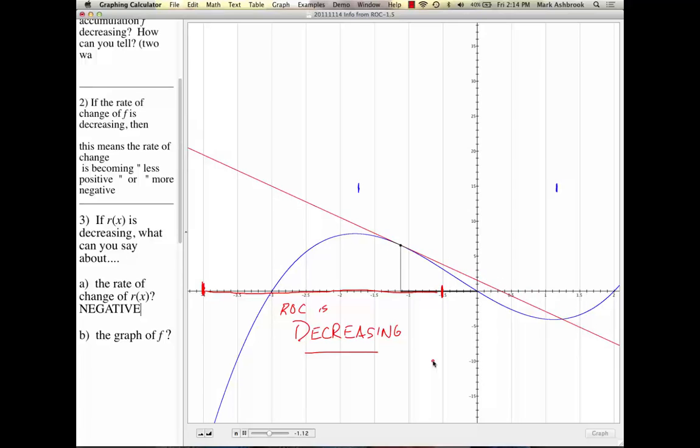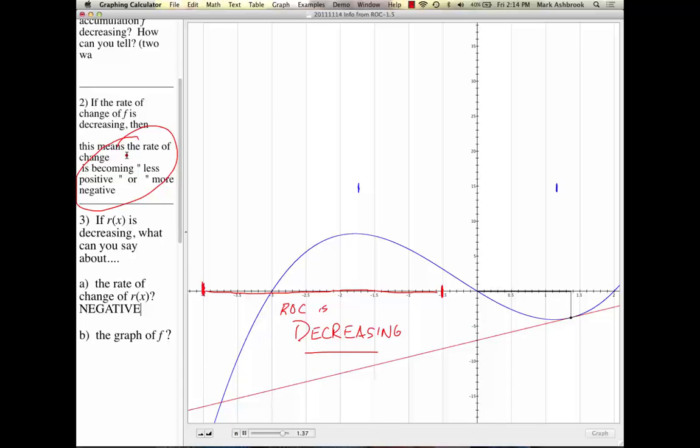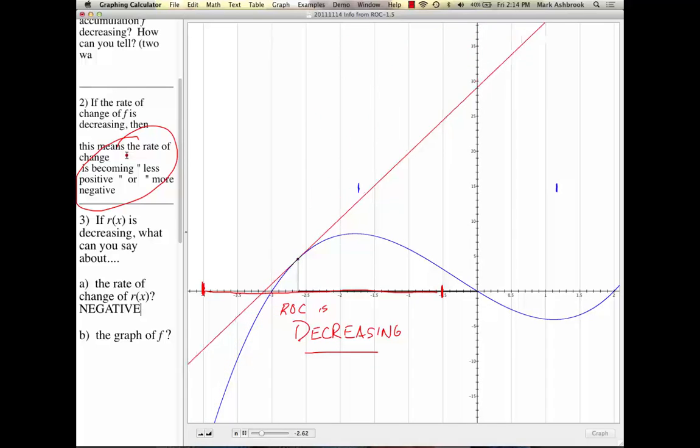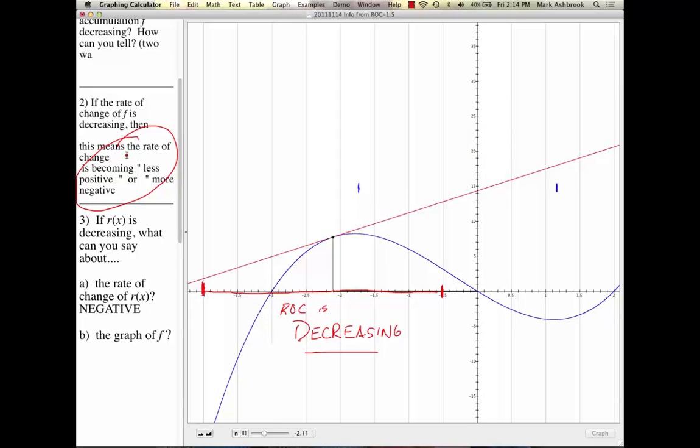Okay. The rate of change is decreasing. Here's the key right here. If the rate is getting less positive or more negative, that's how things decrease. They're either getting less positive or more negative. So look at the red line. That's showing you the rate of change. Here, right now, it's getting less positive. And right now, it's getting more negative. So the rate is decreasing through that whole thing because it's getting less positive and then more negative.